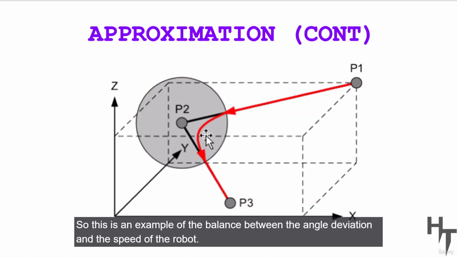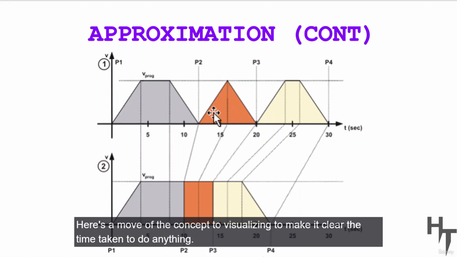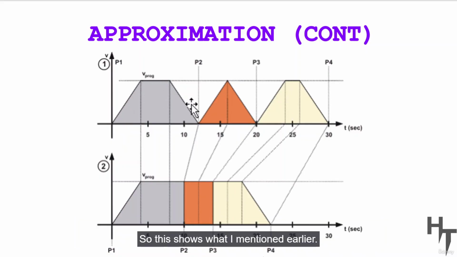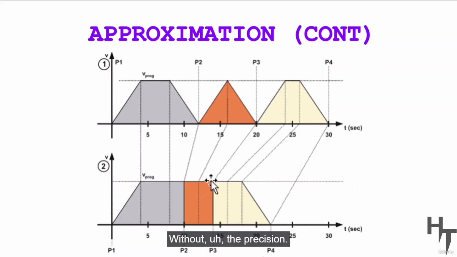So this is an example of the balance between the angle deviation and the speed of the robot. Now let's check this out. Here's a movie of the concept, visualizing to make it clear the times taken to do anything. So this shows what I mentioned earlier: pickup and drop-off points requiring precise stops require more time. And here we have a motion using approach zones, without the precision.